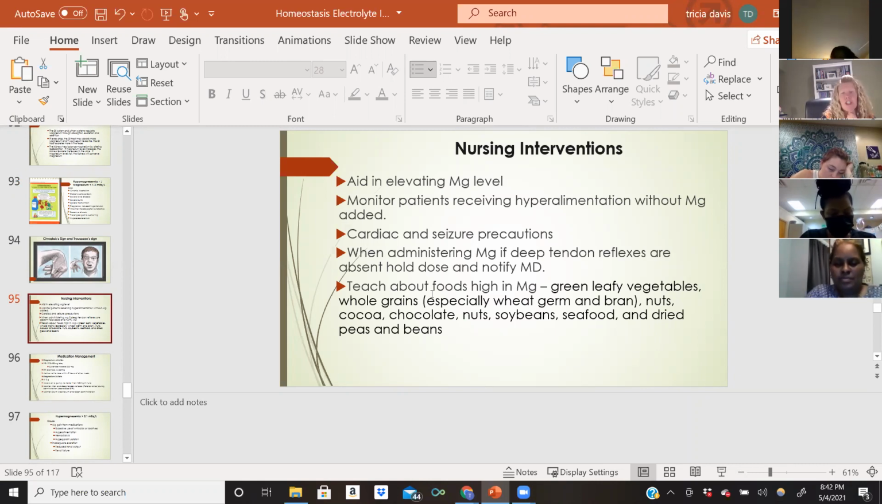And then we're going to teach about foods that are high in magnesium. So if we're educating our patients, we're going to tell them to eat green leafy vegetables, whole grains, especially that wheat germ and bran, nuts, cocoa, chocolate, soybeans, seafood, dried peas, and then beans, all high in magnesium.